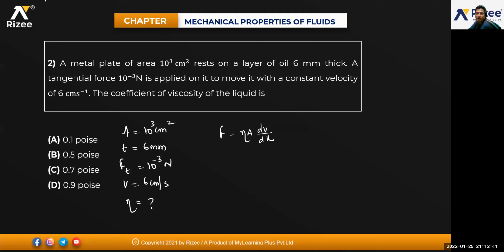A tangential force of 10 power minus 2, beta. This is not minus 3, this is given as 10 power minus 2. So force is 10 power minus 2. Correct the question. So tangential force is 10 power minus 2. That is equal to eta, which we need to calculate. Area is 10 to the power of 3 into 10 to the power of minus 2 whole square. That means it will become 10 to the power of minus 4, into velocity. Velocity is given as 6 centimeters per second, so it will be 6 into 10 to the power of minus 2, divided by 6 mm, 10 to the power of minus 3. Simplify this one, and we'll get the value of eta.